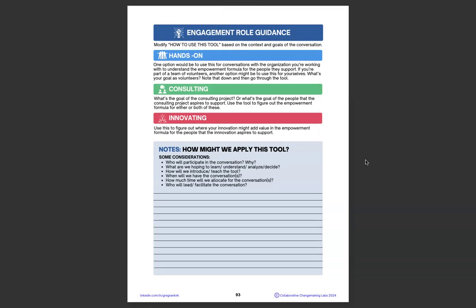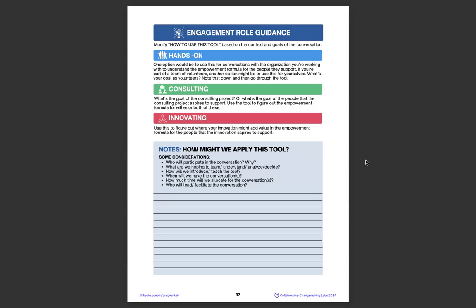So if you are engaged in hands-on work, you're volunteering, you're working, you're interning, one option would be to use this for conversations with the organization you're working with to understand the empowerment formula for the people they support. So there's an organization you're working with. In some way, they're trying to support some people with a product, with a service, selling something, giving something. It's going to be different depending on your context. What's the empowerment formula for those folks? What's the goal that the folks they support are trying to achieve? And then what's that empowerment formula? And maybe where are they stepping in?